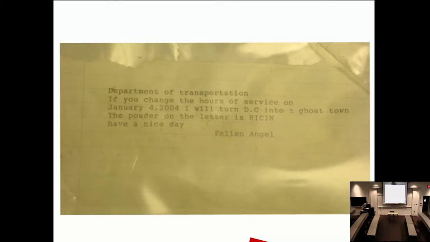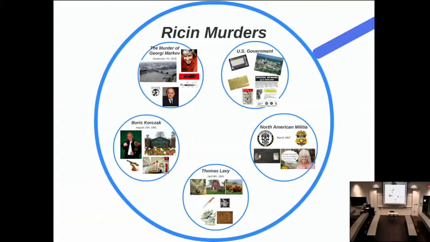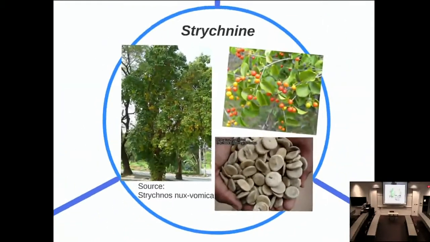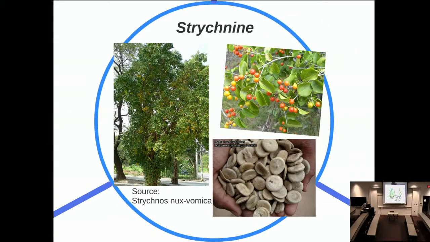Obviously, he doesn't understand the way you turn DC into a ghost town is that you have a fight over the debt limit and then you just shut everything down. So that's how you turn it into a ghost town. So those are the ricin murders. Next on the list is strychnine.